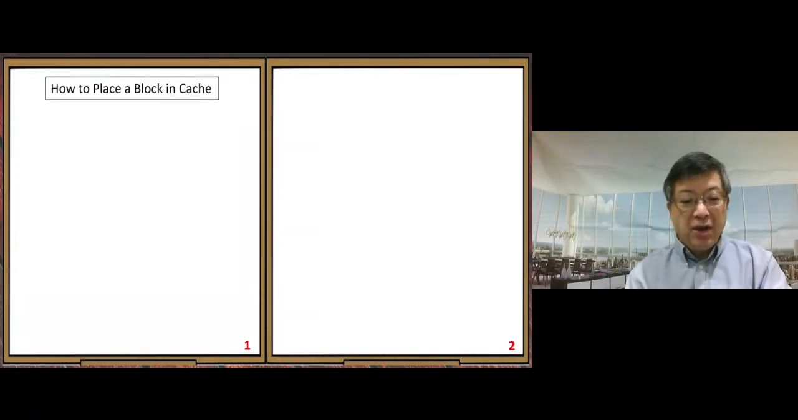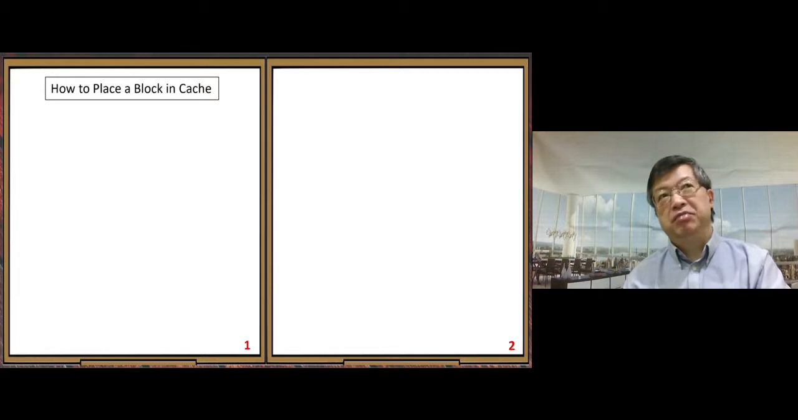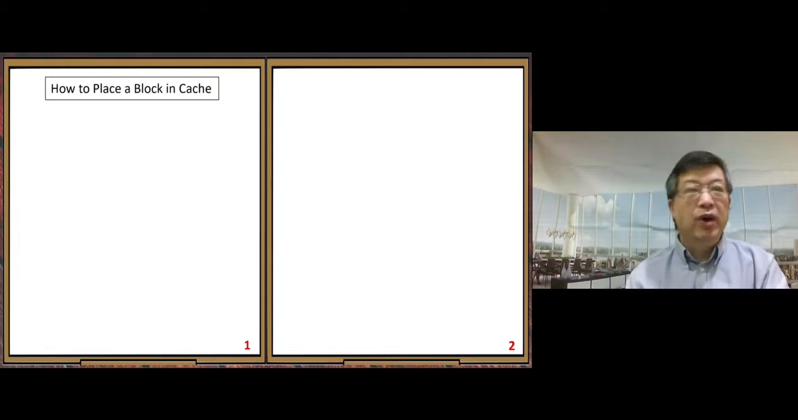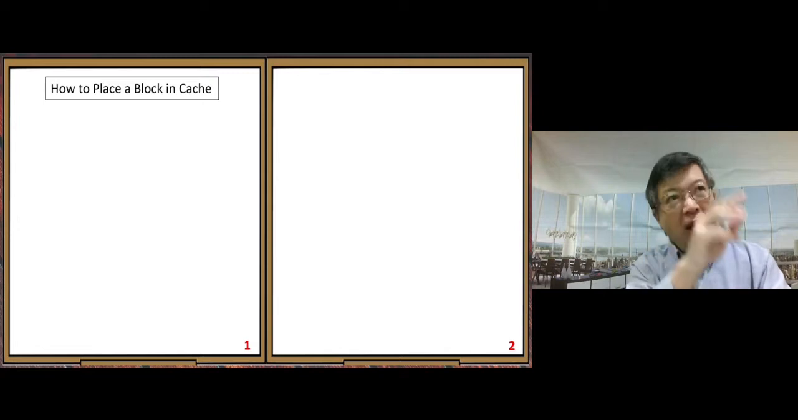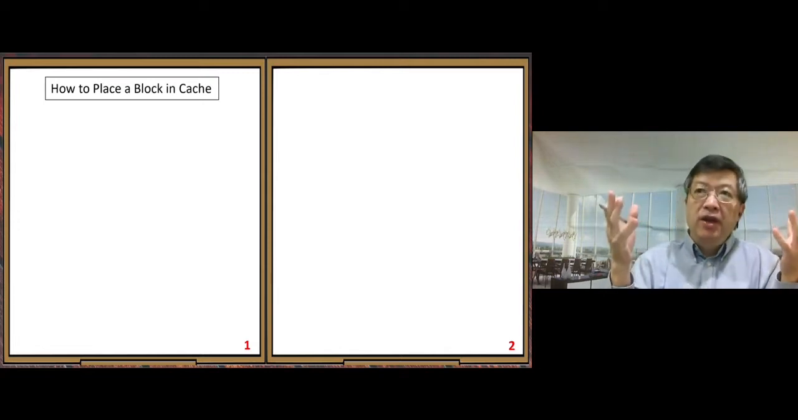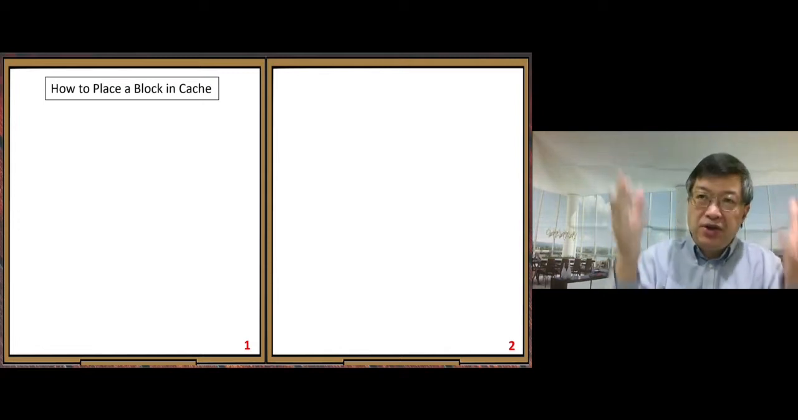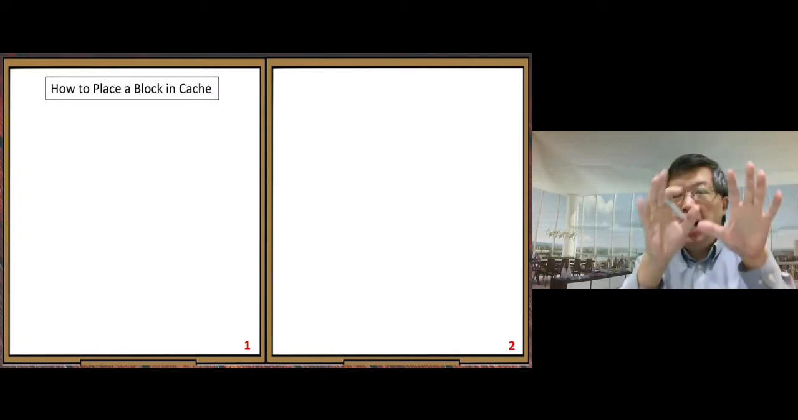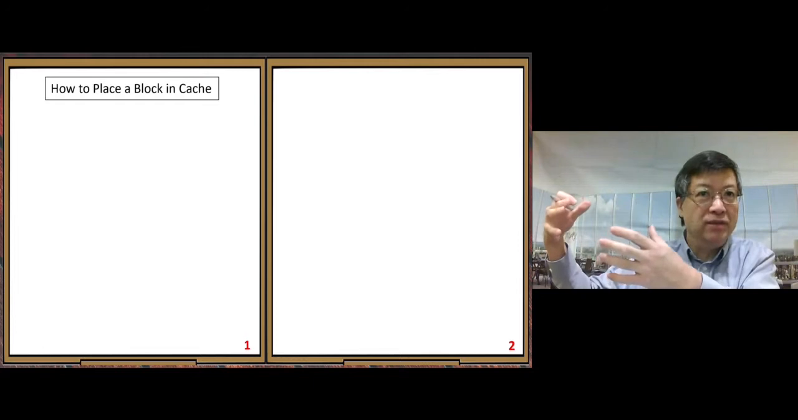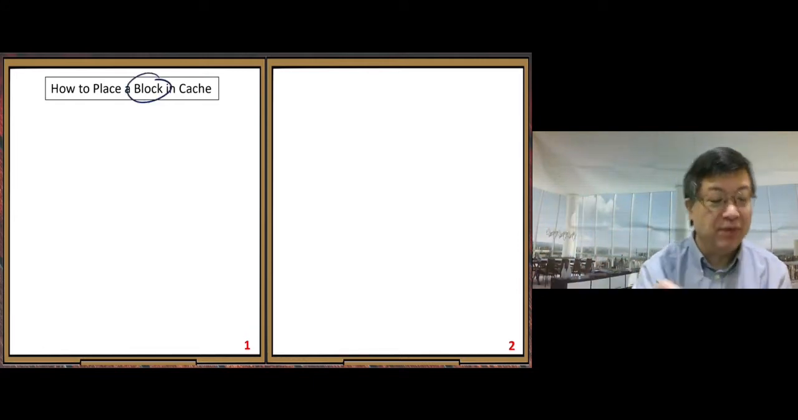How to place a block in cache. The reason we use cache is that we want to get fast memory access performance. In order to do that, the first thing you need to answer is to find a faster way to place a cache block.